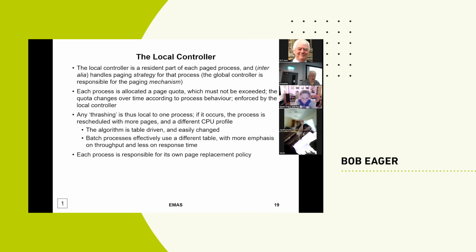And that algorithm for doing that is driven by a table, so you can change it if you needed to. And batch processes use a completely different table. In a batch process, you don't care if the response time is terrible. If the batch process says, do this, and it takes 20 seconds, so what? Nobody's watching. If somebody types something that takes 20 seconds, they get really annoyed. So you get a different profile for the two.